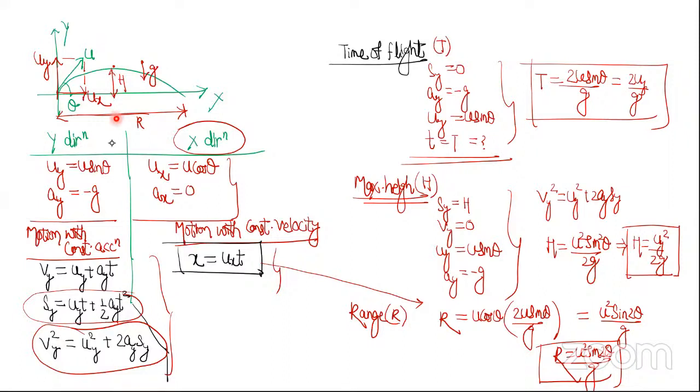So the initial velocity u has two components: u cos theta component along the x axis, right? u sin theta component along the y axis. So here in the x direction initial velocity is u cos theta, in the y direction initial velocity is u sin theta.